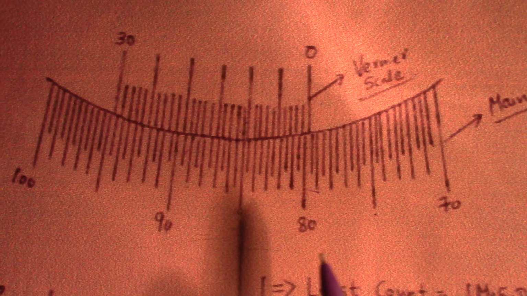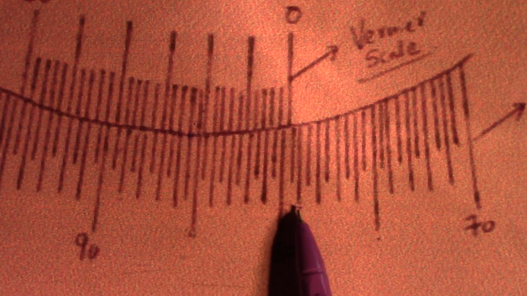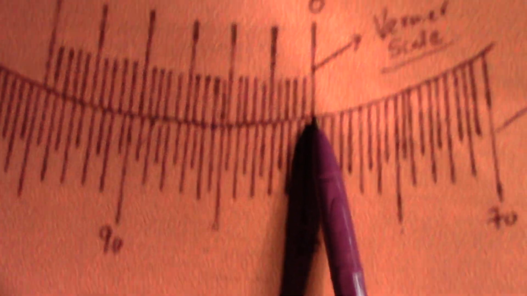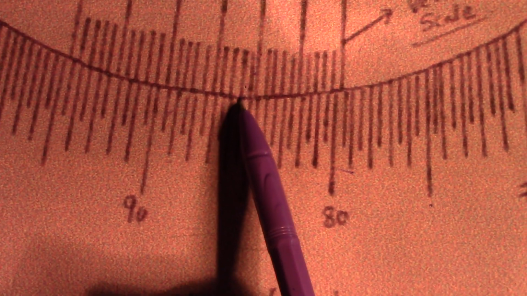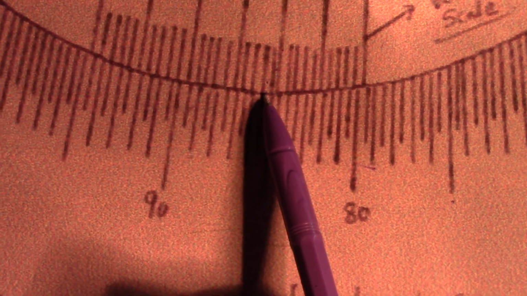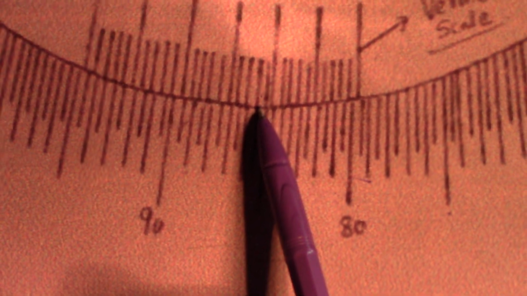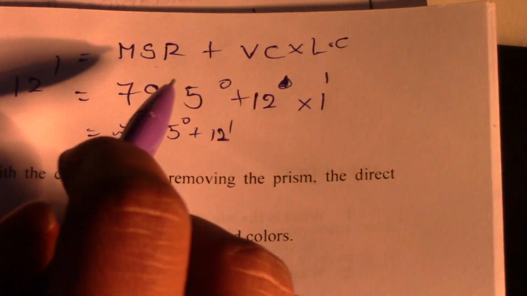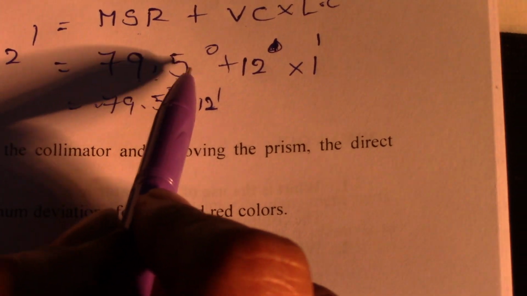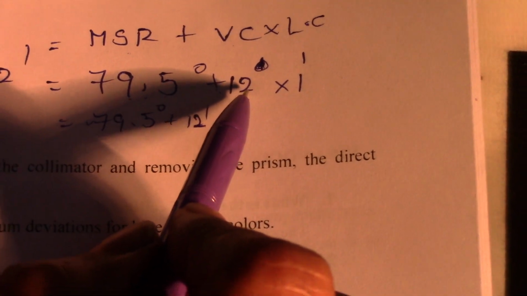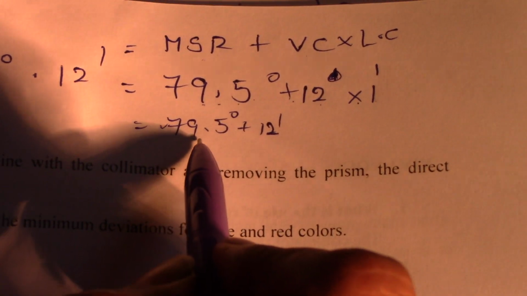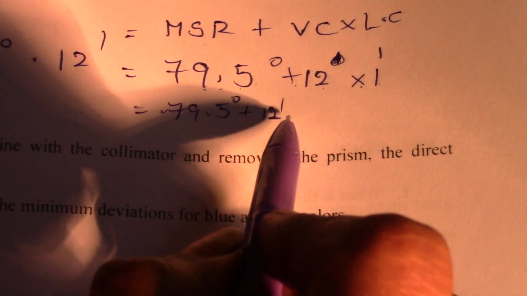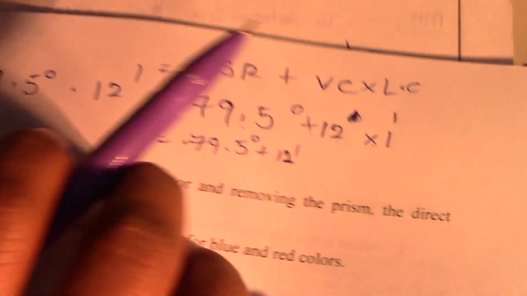As per the above explanation, once again, the MSR value is 79.5 degrees and the vernier coincidence is 12. To calculate the total vernier 1 or vernier 2, you need to take MSR plus VC into least count. So as per the above figure, the MSR reading is 79.5 degrees plus vernier coincidence 12 into the least count of the spectrometer, 1 minute. So you need to add like this, 79.5 plus 12 minutes. Later I will explain this calculation.